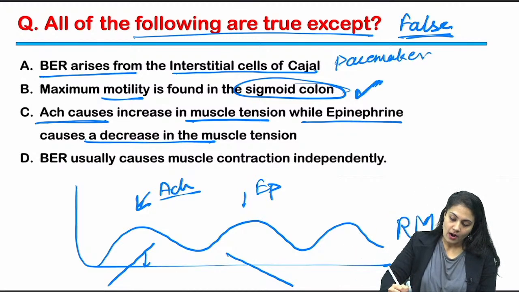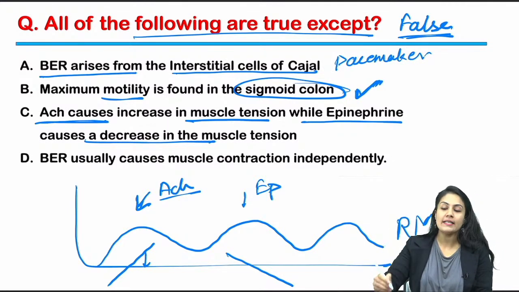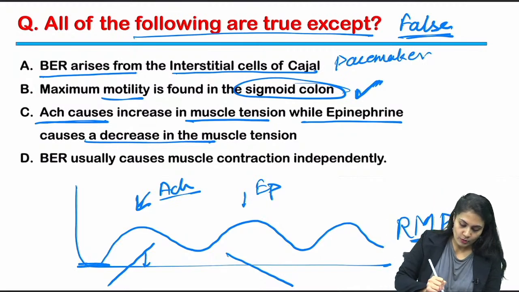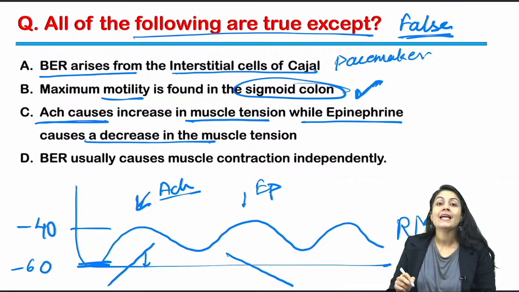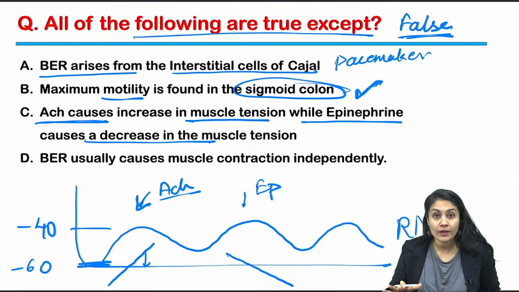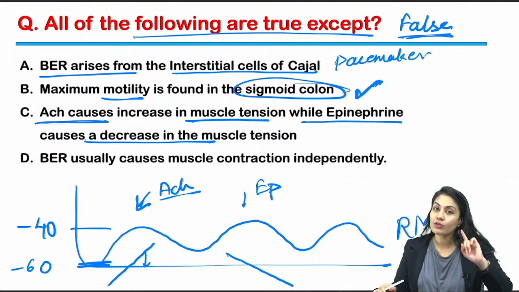These are the RMPs and not the action potential, right? So what is going to happen if I stimulate it? If I give the stimulus, suppose this is minus 60 and over here it is minus 40 mV. It is the RMP, please remember that. It is the cyclic fluctuating RMP and not the action potential. For the action potential to occur, we have to give the stimulus.